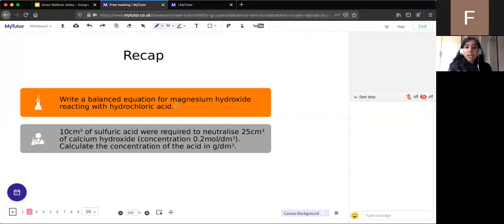Okay, so you should be able to see my screen again now. So we're working on magnesium hydroxide, which we said was MgOH2. And then we've got hydrochloric acid, which everyone said was HCl, which is excellent. And then what does that form? Does anyone remember when we do titration reactions, when we react an acid and an alkali together, what do we form? What are the two products?